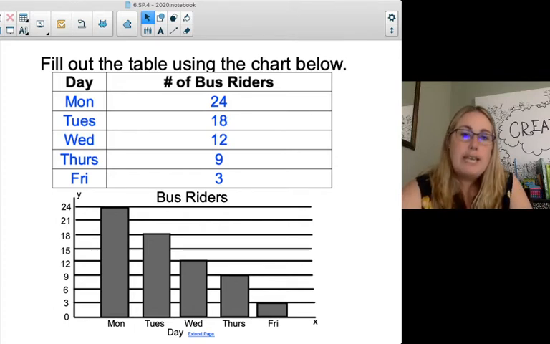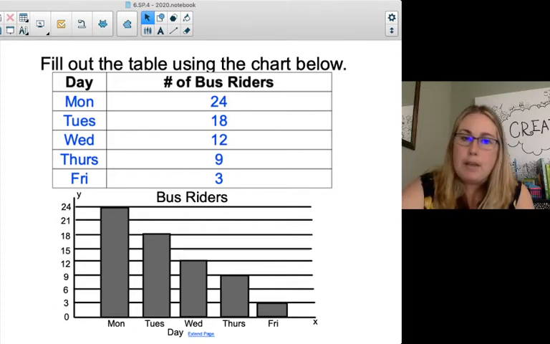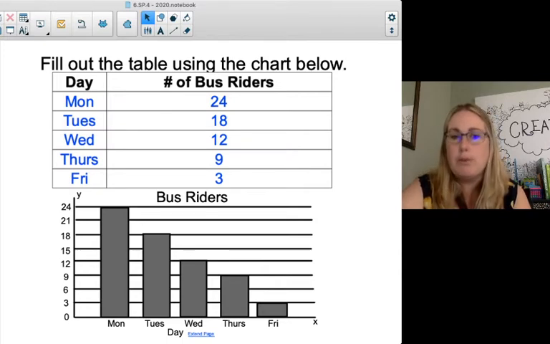So we have days and numbers of bus riders. So days are across the bottom, and just like line graphs, sometimes we have time across the bottom, but bar graphs are a little different. We don't always have time across the bottom. So just keep that in mind.